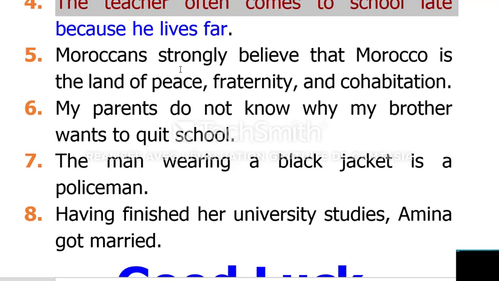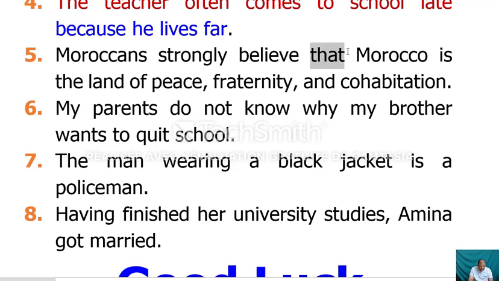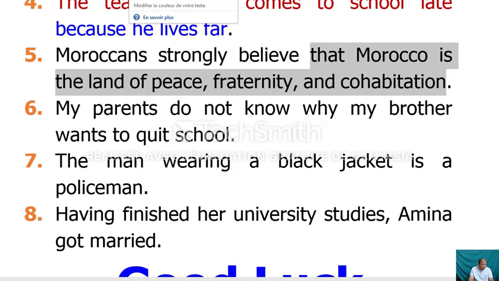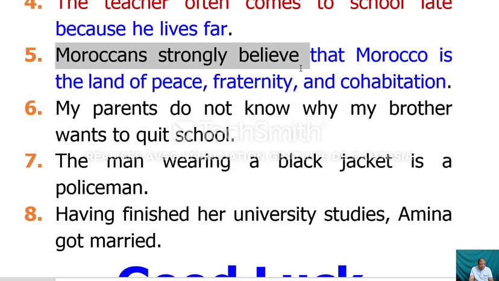Number 5, Moroccans strongly believe that. So this "that" is a complementizer, but concerning syntax we call it complementizer, while concerning grammar, it is called a subordinate conjunction. So from "that" till the end, this is what we call the dependent clause.